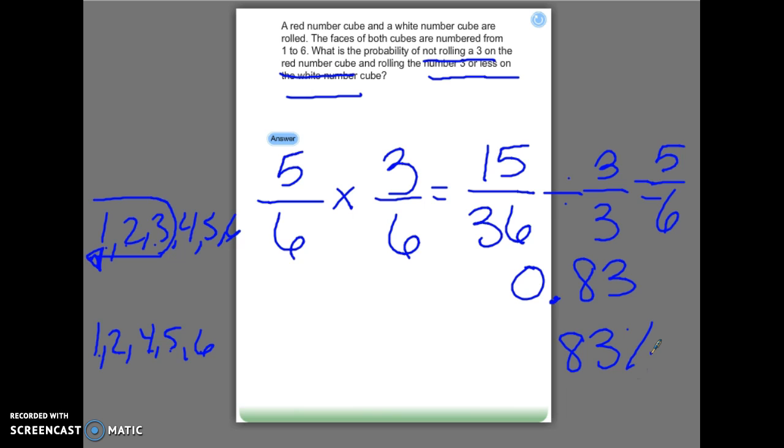So this is the video that covers independent events. That first dice didn't affect the second. The next video is going to be a video on dependent events.